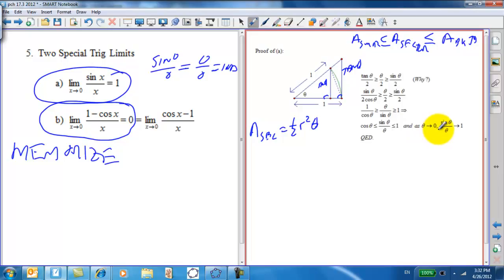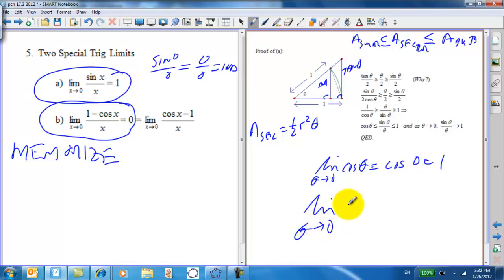Well, as theta goes to 0, sine of theta over theta must go to 1 because, what's the limit as theta goes to 0 of the cosine of theta? It's equal to cosine of 0, which equals 1. And the limit as theta goes to 0 of 1 is equal to 1. So the sine theta over theta got squeezed in between those two. So there's your proof of this sine limit.